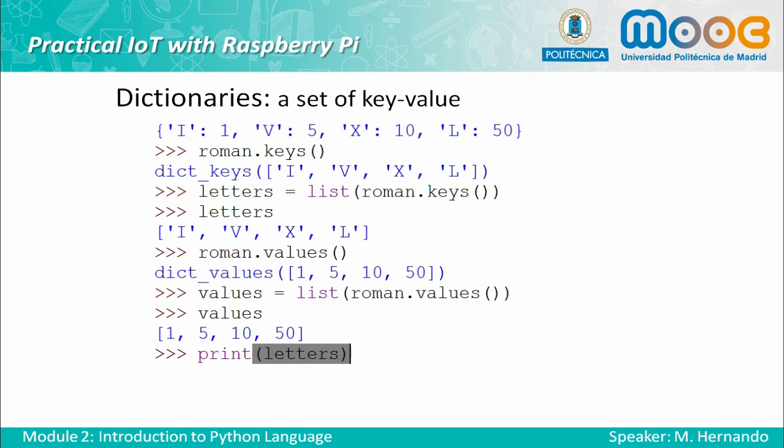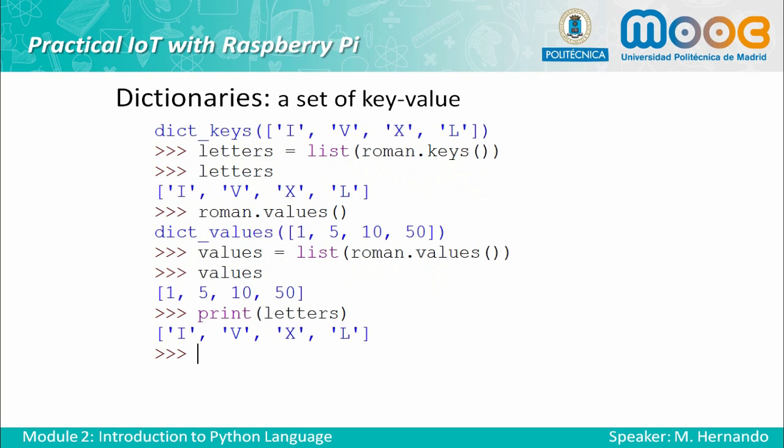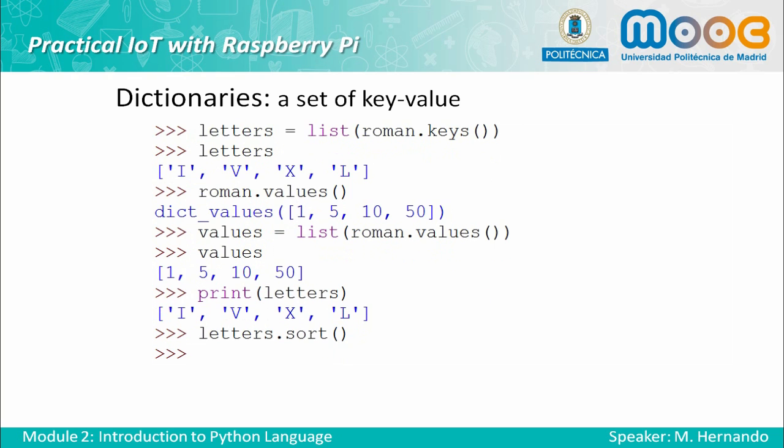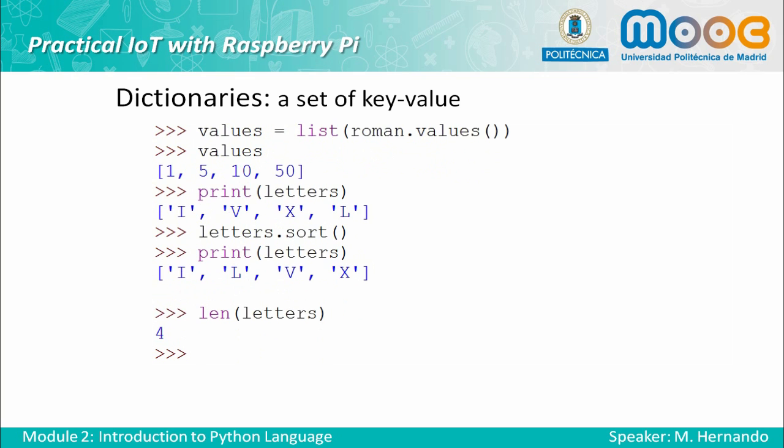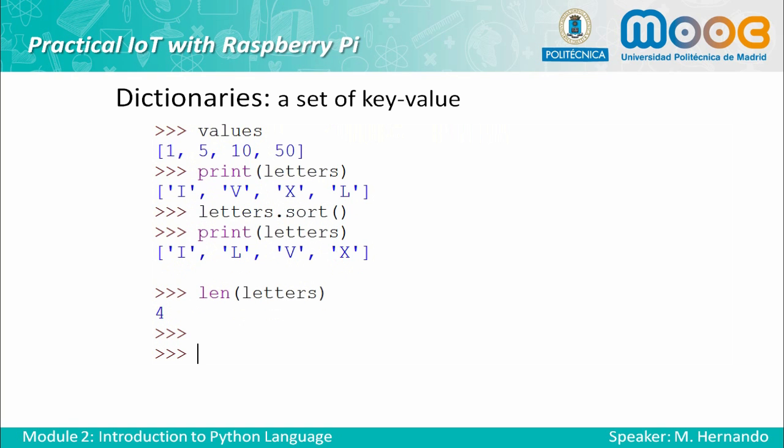You can sort a list with the sort function. It will sort all values in a list alphabetically, numerically, etc. You cannot sort dictionaries because they are not in any particular order. Well, and finally, you can find the number of entries with the len function again.